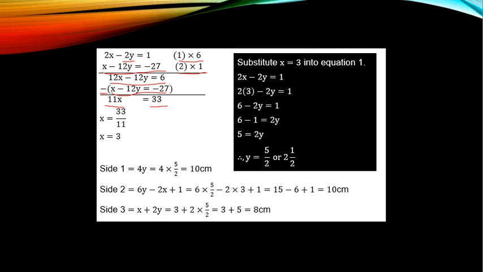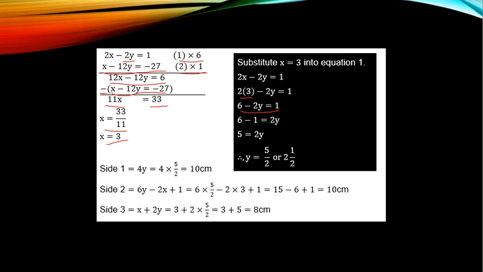To get s, divide both sides by 11. So s is equal to 33 divided by 11, and that is 3. Okay, for you to get y, you need to put s equal to 3 in equation 1. Equation 1 is 2s minus 2y equal to 1. So where you see s, you put 3 in this form. So you have 6 minus 2y equal to 1.